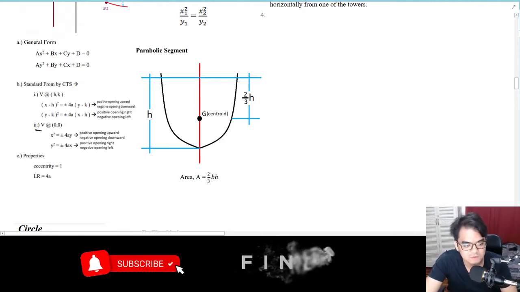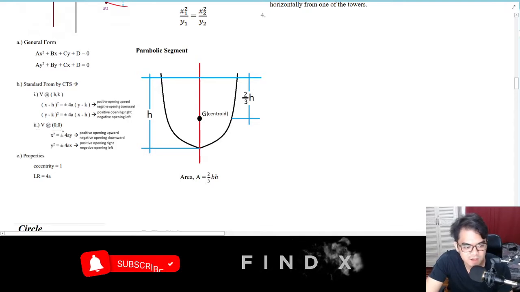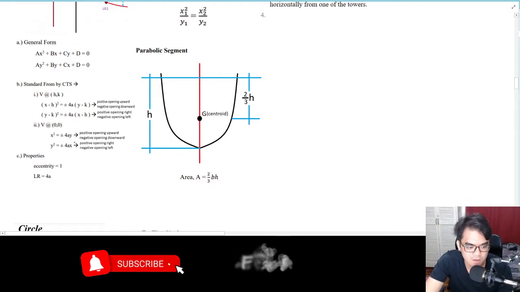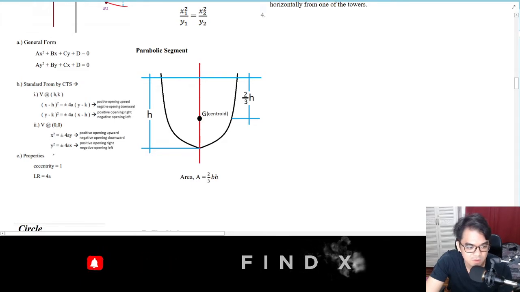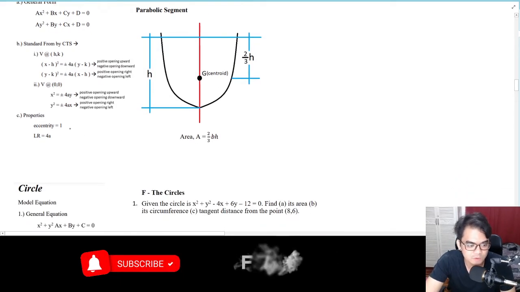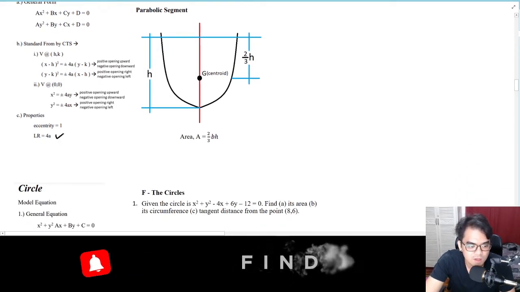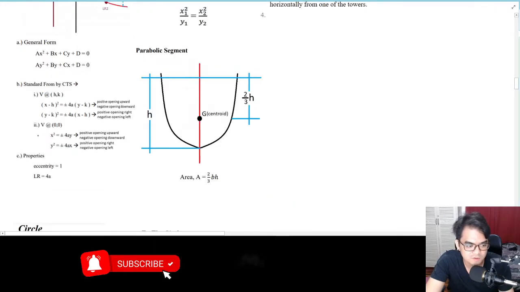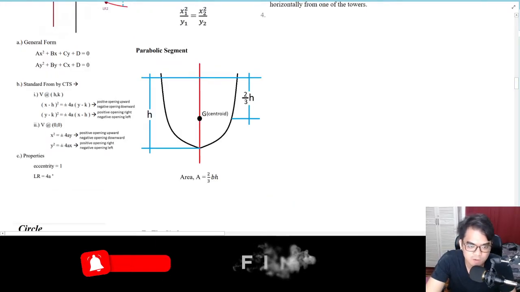Next, if the vertex is at (0, 0), the origin, you'll have x squared equals plus or minus 4ay, and the same applies as before. Then the next one is y squared equals plus or minus 4ax. Now the properties. The latus rectum, the distance from one latus rectum to the other, is 4a, and the eccentricity of the parabola is just 1.